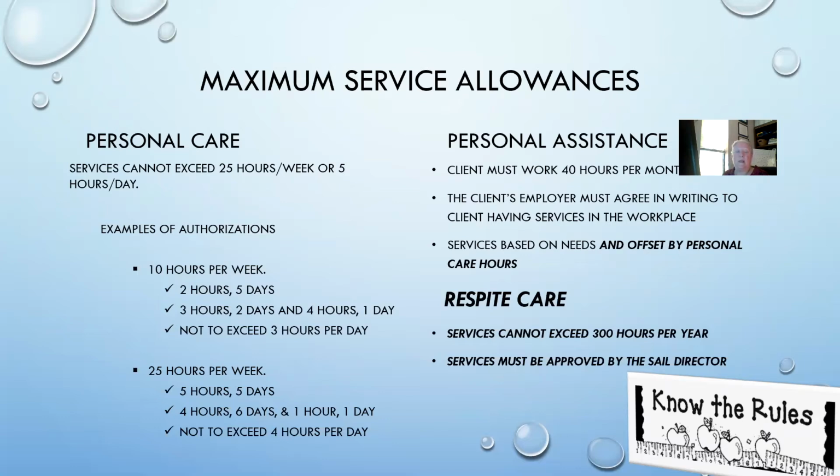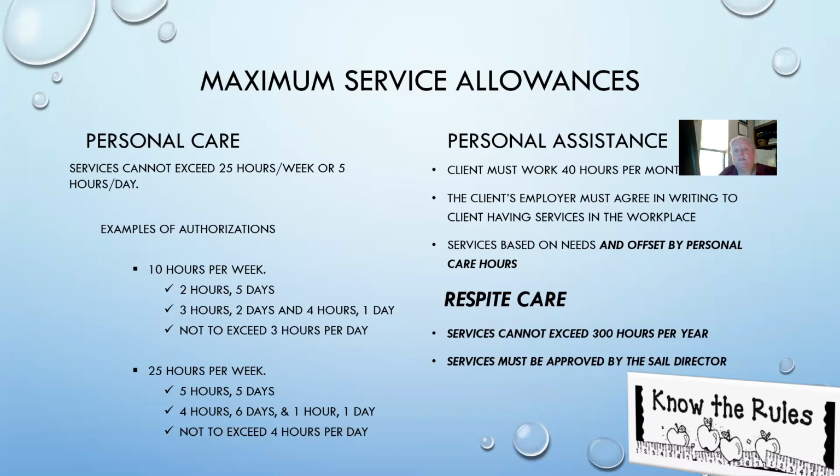Personal assistance. The client must work 40 hours per month, and the client's employer must agree in writing to the client having services in the workplace. That is on the case manager to verify work and to get the agreement from the employer. The services are based on needs and are offset by personal care hours. So if somebody is receiving personal care in the workplace, then they're not receiving those certain hours at home, so their personal care hours may be reduced.